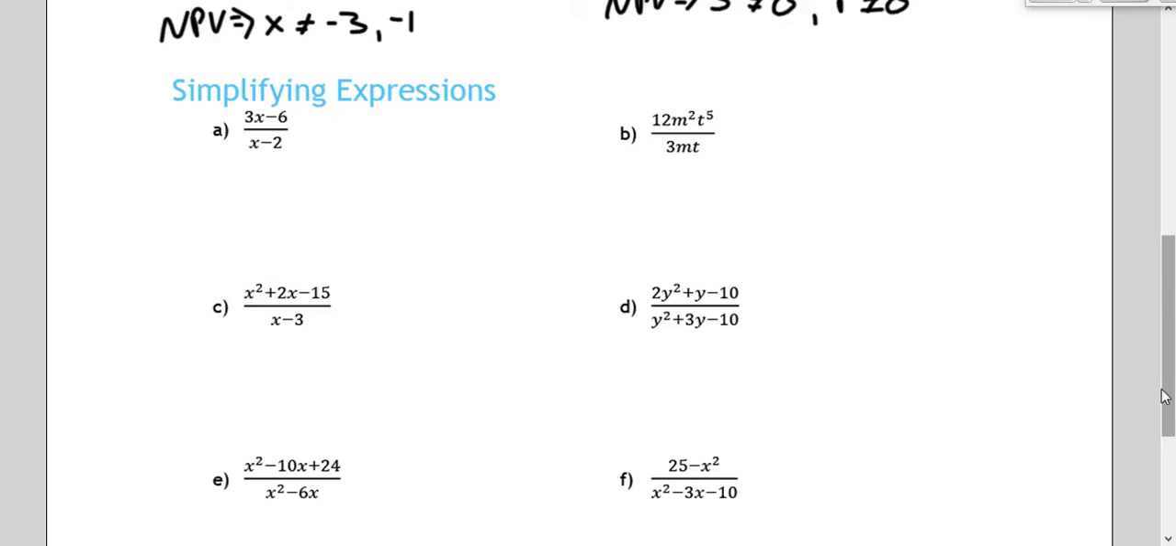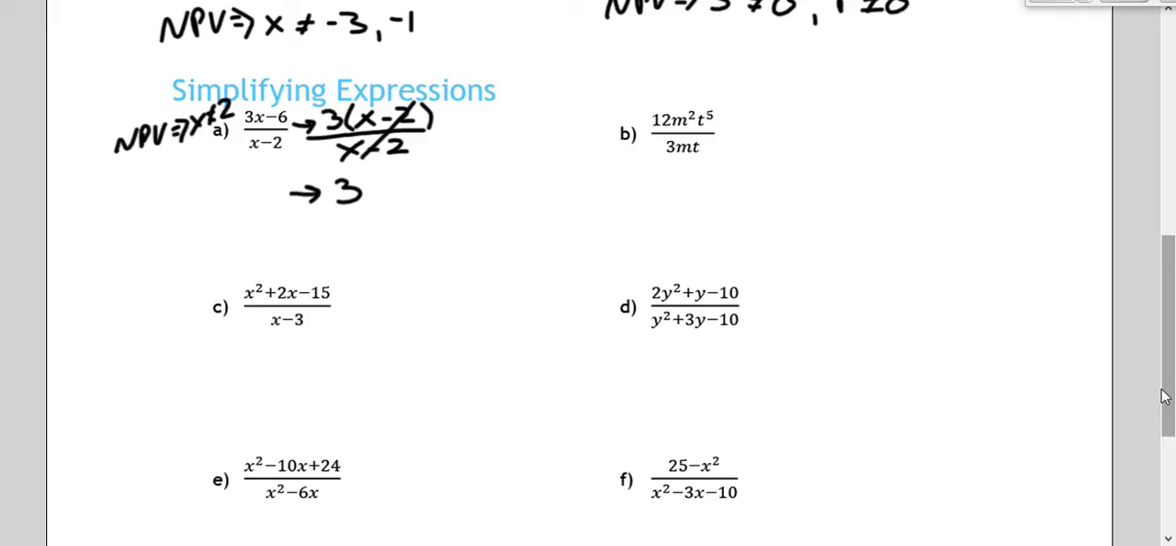If I'm going to simplify these expressions, the first thing that you need to do is factor to see if there's anything that you can cross out. But before you cross out is when you state your NPVs. So in this case, I'm going to start my NPVs right now. NPV is such that x cannot equal 2. Here I can factor out a 3. And that cancels here. So this means that my simplified expression is 3, but x cannot equal 2.